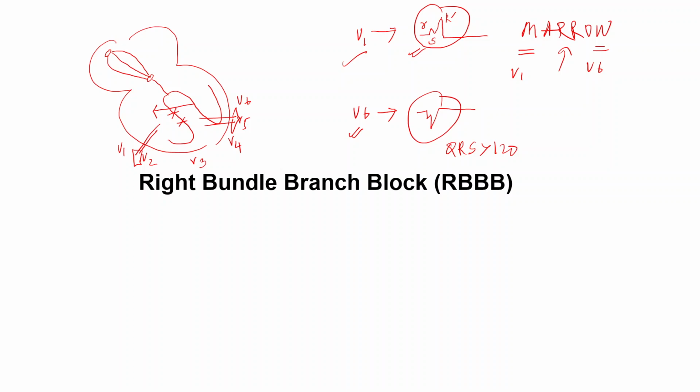In V6, what will happen? The first negative wave is because of the septal depolarization, which is happening in the opposite direction. Then there will be left ventricular depolarization, so that will produce a positive wave. Then there will be right ventricular depolarization, which will be slightly slurred and prolonged, because right ventricular depolarization is happening through the myocyte conduction and not through the bundle branch or the Purkinje fibers. So this is the wide slurred S wave in lateral leads that we'll find in right bundle branch block.